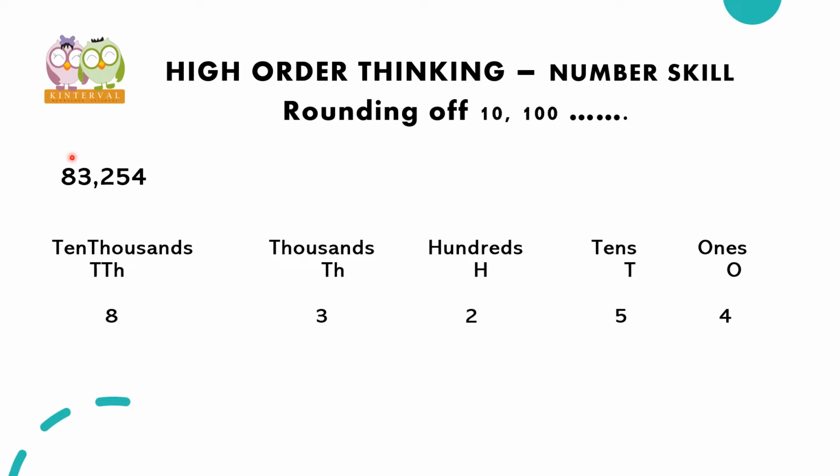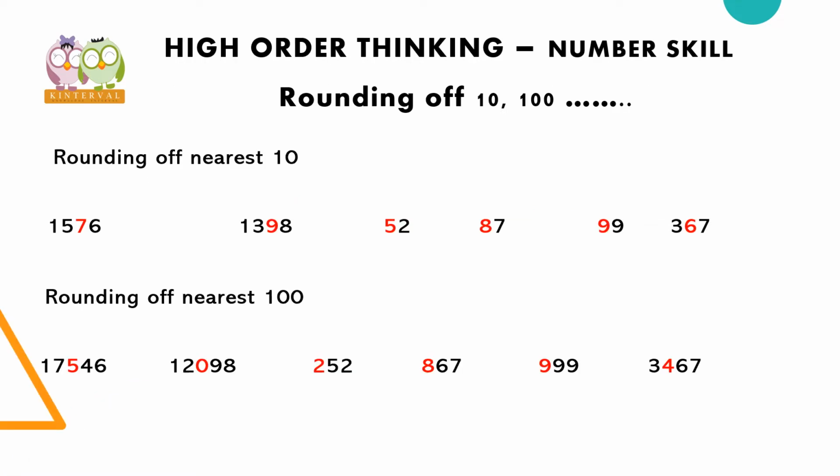Here the number is given: 83,254. Start from your right hand side and move towards your left hand side and remember the placing. The first placing is ones, then tens, hundreds, thousands, ten thousands, which is written as O, T, H, TH and TTH. Start from your right hand side and move towards the left hand side. Okay, so we'll go ahead.